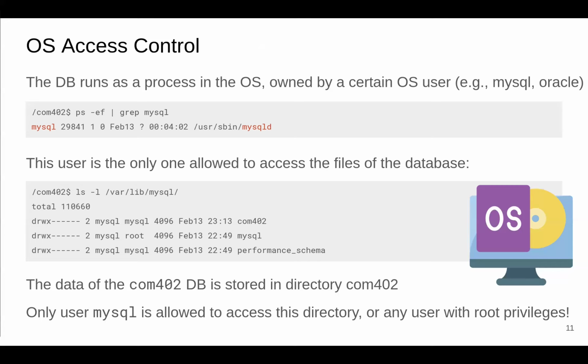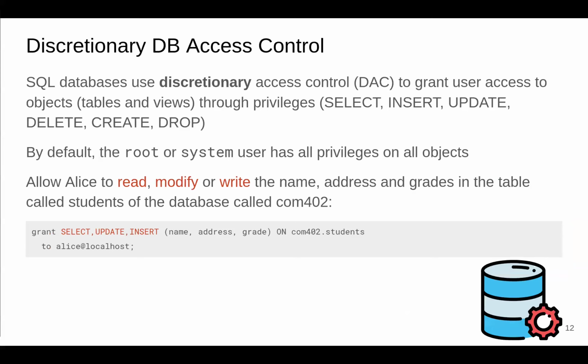In addition to that, if we move up or down, depending on how we look at it, to the next level, we've got discretionary access control at the database. The database uses discretionary access control to grant users access to objects. Objects in database parlance are tables and views. There are different privileges. You can select information, as in you can list data in a database. You can insert, update, delete individual rows in a table. And you can create or drop tables, create new tables or drop existing tables.